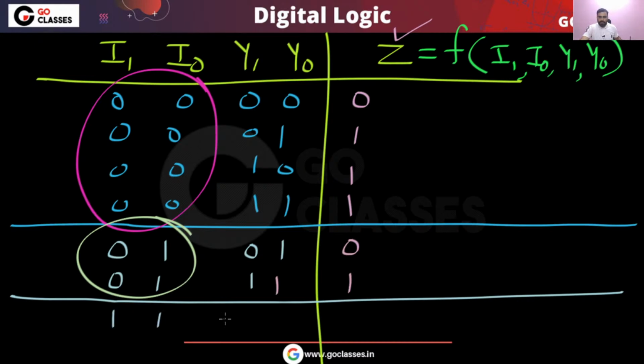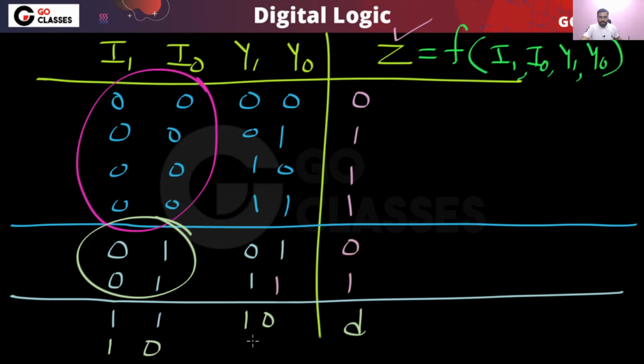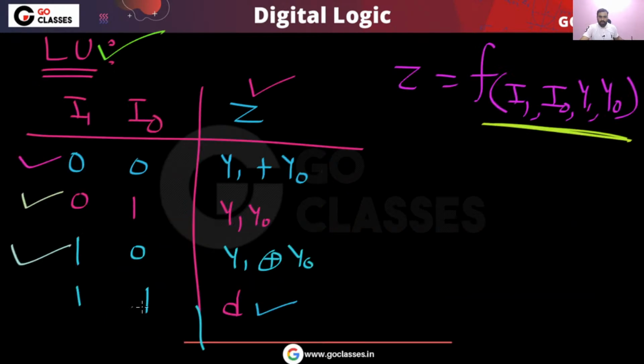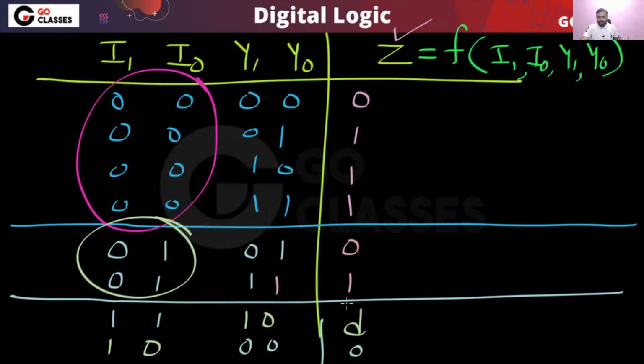If both are 1, 1, then tell me what will happen. Then it will be don't care. And if they are 1, 0, then what will happen? Then you will get XOR. When both are 1, 0, you will get XOR. So it will be 0.